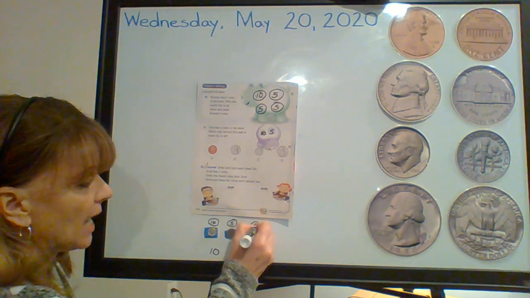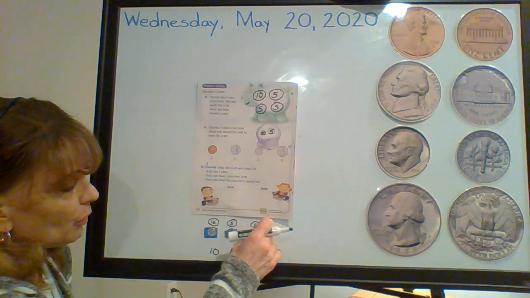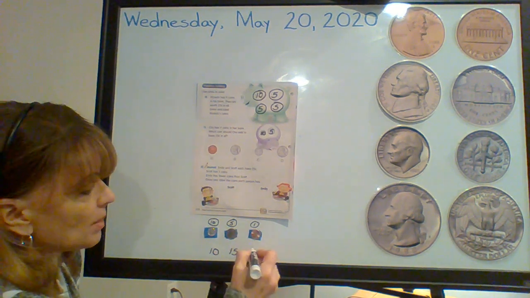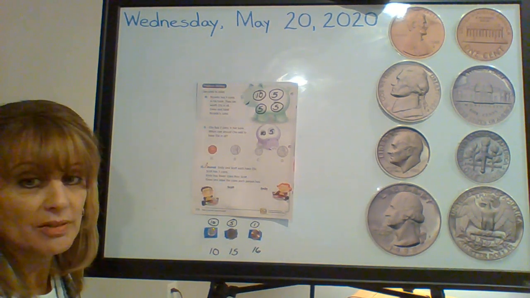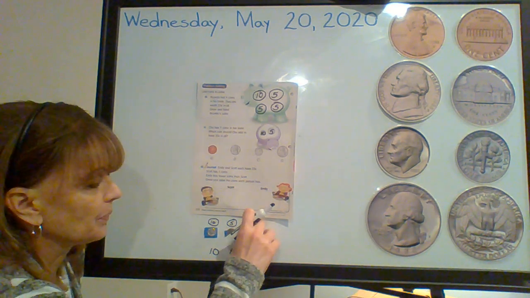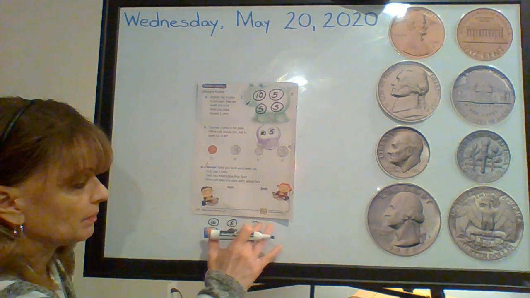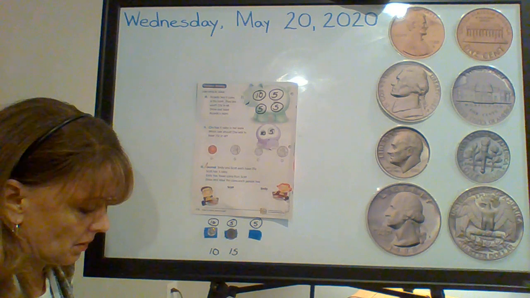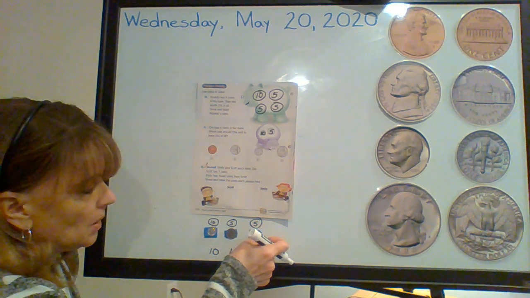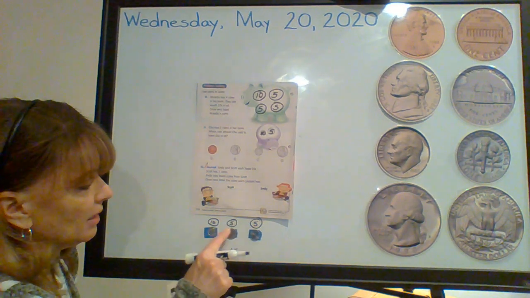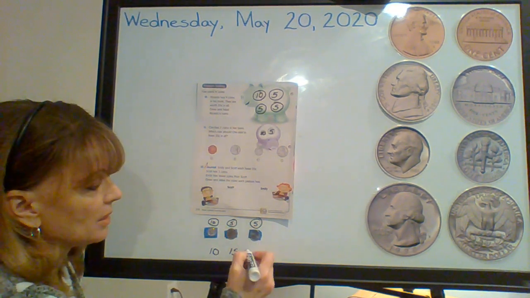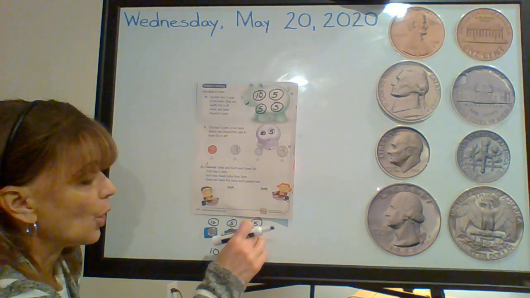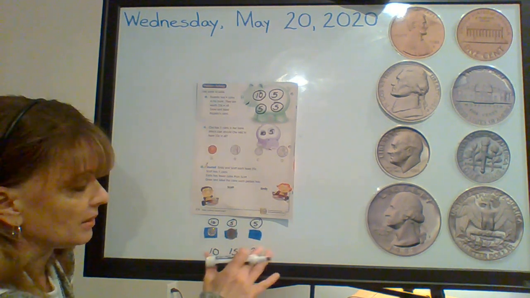Well, let's add the penny. If we add a penny, we get 10, 15, plus 1 more, we get 16. Does that get us 25? Nope. Penny wasn't it. Let's add a nickel. So I have 10, 15, plus 5 more is 20. Is that 25? Nope. That didn't work either.